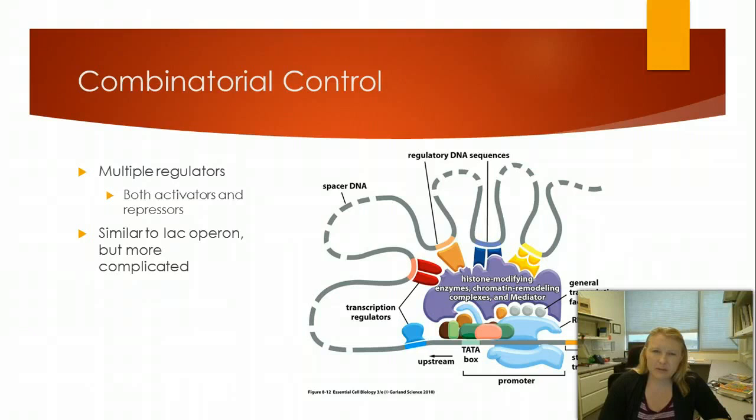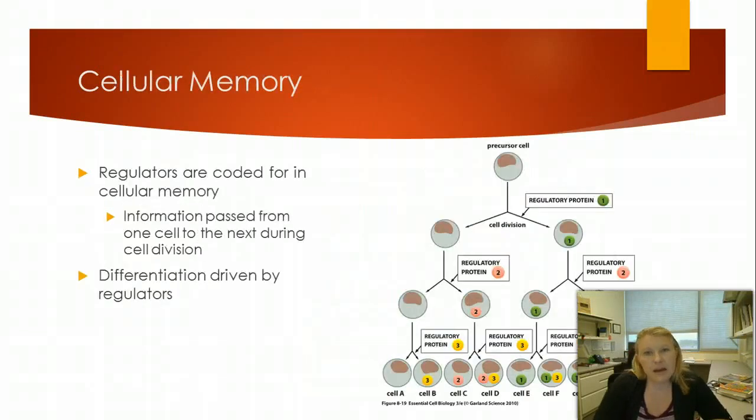And remember that these combinatorial controls are like that lac operon I was talking about, but it's just a lot more complicated. And this all gets carried on from cell to cell. Once one of those regulatory proteins is turned on, it's going to be passed to the next generation of cells and to the next generation of cells. And this is how we go from a single-celled zygote into the multicellular organisms that you and I are.